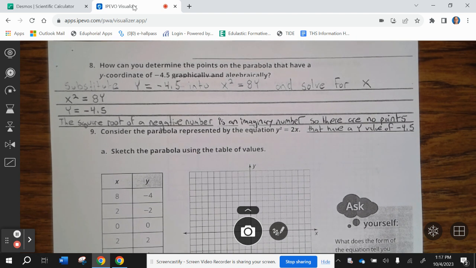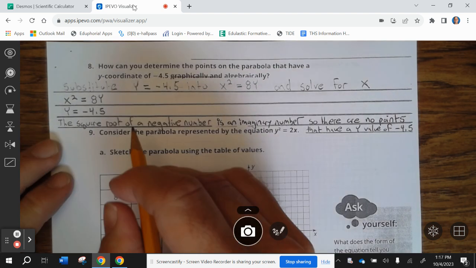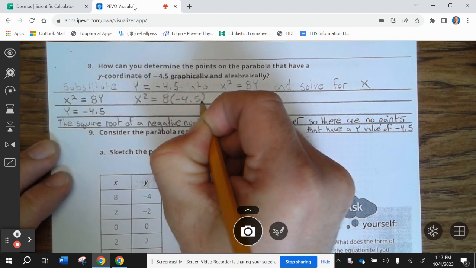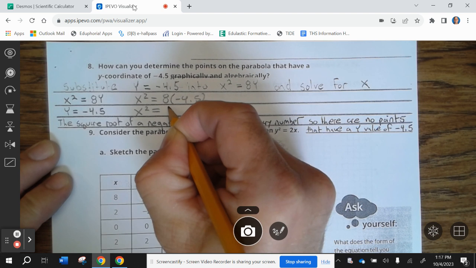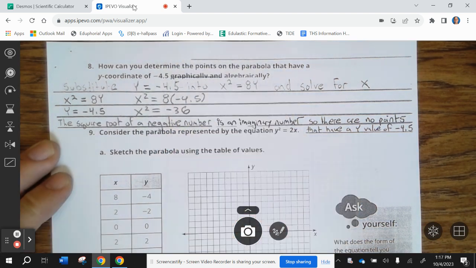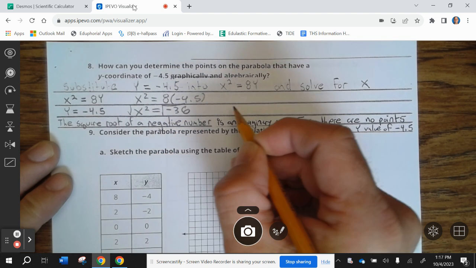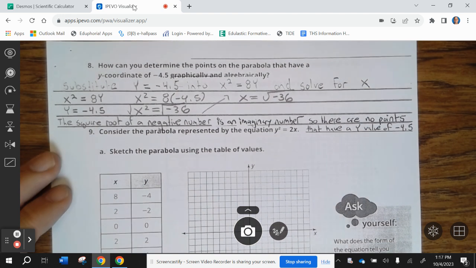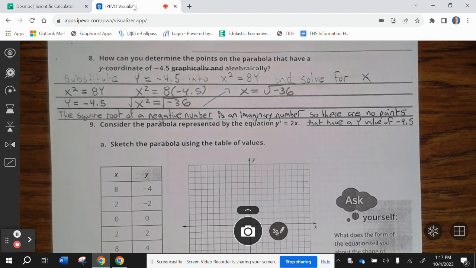You can determine the points in the parabola that have a y-coordinate of negative 4.5. So we're going to substitute y equals negative 4.5 into x squared equals 8y and solve for x. So that becomes x squared equals 8 times negative 4.5, which is x squared equals negative 36. Take the square root of both sides. You get x equals the square root of negative 36. The square root of a negative number is an imaginary number, so there are no points that have a y value of negative 4.5. All right, let's take a look at the next part.